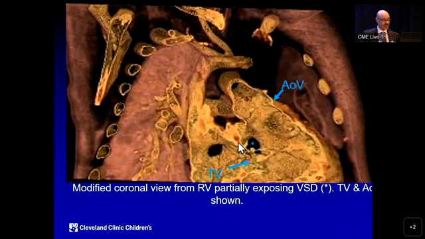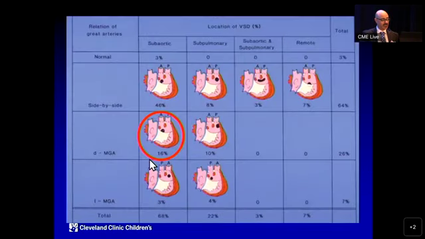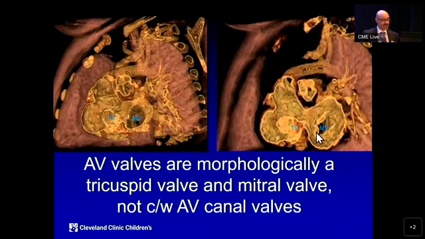And this is another look from the RV, sort of a modified coronal view, also showing that the VSD is probably closer to being subaortic than subpulmonary, kind of in the D-malposed great arteries. This is more of a subaortic VSD. The CT helped us show the morphology of the AV valve, so it's certainly not a canal, because this looks like a mitral valve, this looks like a tricuspid valve.